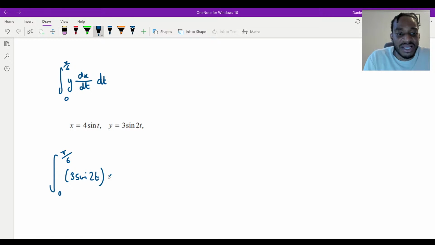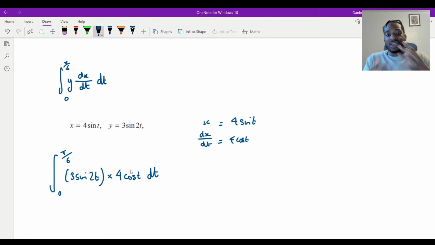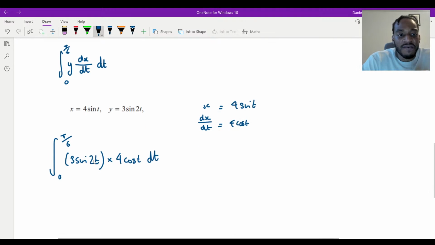And then we'll need dx by dt. Well, if x is equal to 4 sine t, then dx by dt, that's a standard derivative. That's just going to be 4 cos t. So I get it here, and I can put this here: 4 cos t, and then dt. Now this is going to give us a couple of marks because we've set up our integral, right? So what do we do now? Well, we need to integrate this.